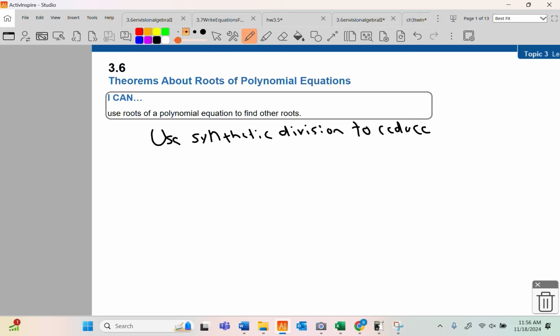I can factor it or quadratic polynomial. Use synthetic division to reduce to x squared, which is your quadratic, for your favorite F word, if possible. Usually at this point in time, it's not. To factor or use QF. QF is shorthand for quadratic formula.